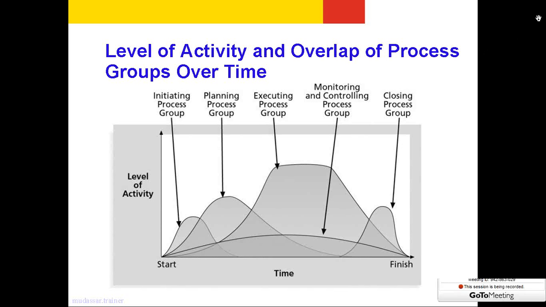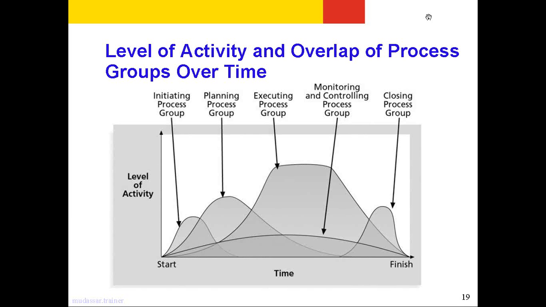Slide not changed. Are you sure? Right now I am on the level of activity and overlap of the process groups over time. Can you see this slide? Level of activity and the overlap. There's a picture over here right now that shows the various process groups. Okay, all right. Maybe a technical glitch in between. All right, cool. Glad to know that. Thanks, Vida, for pointing that out.